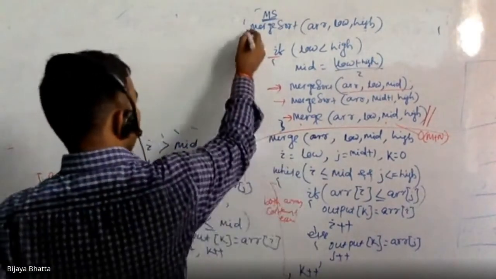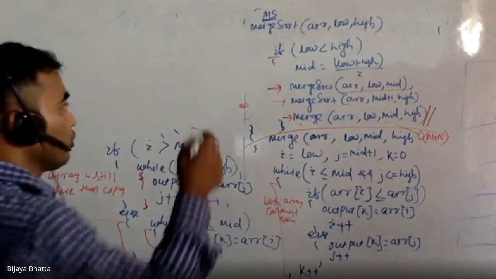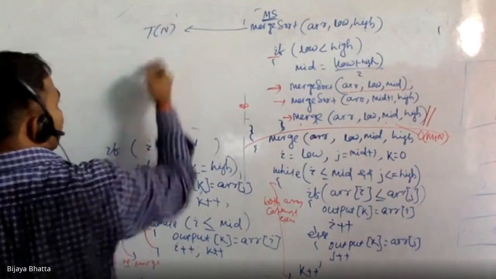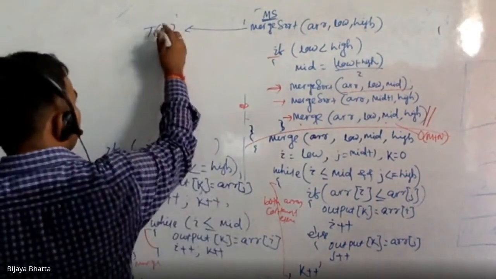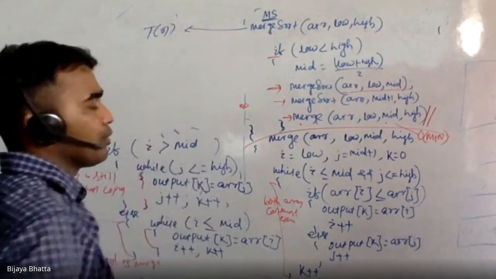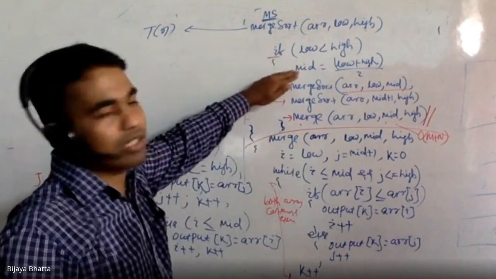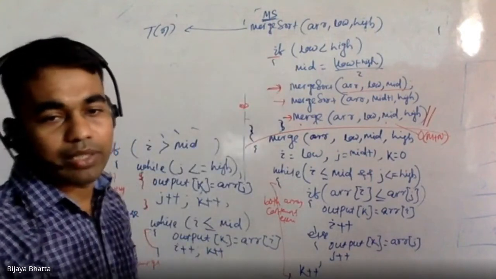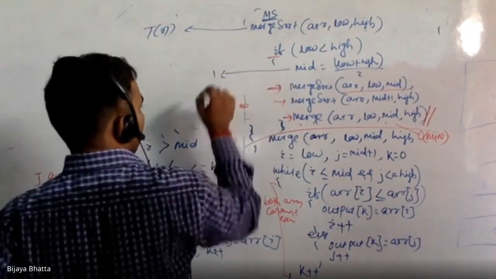Let me assume the time complexity of merge sort is going to be T of n. That is the time complexity of the merge sort. Then what is the time complexity? This step is just doing constant time, or maybe just work of one.